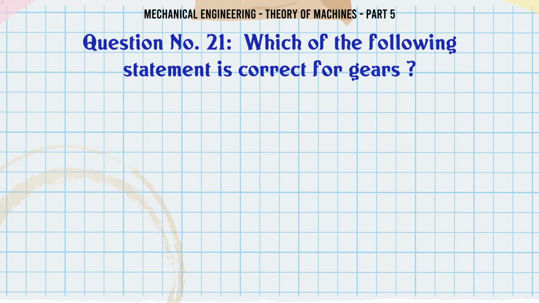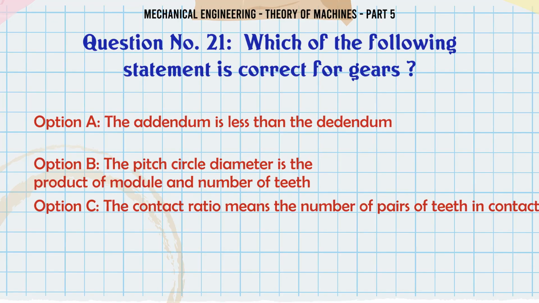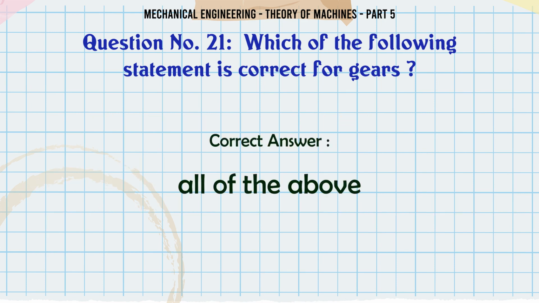Which of the following statements is correct for gears? A. The addendum is less than the dedendum. B. The pitch circle diameter is the product of module and number of teeth. C. The contact ratio means the number of pairs of teeth in contact. D. All of the above. The correct answer is all of the above.